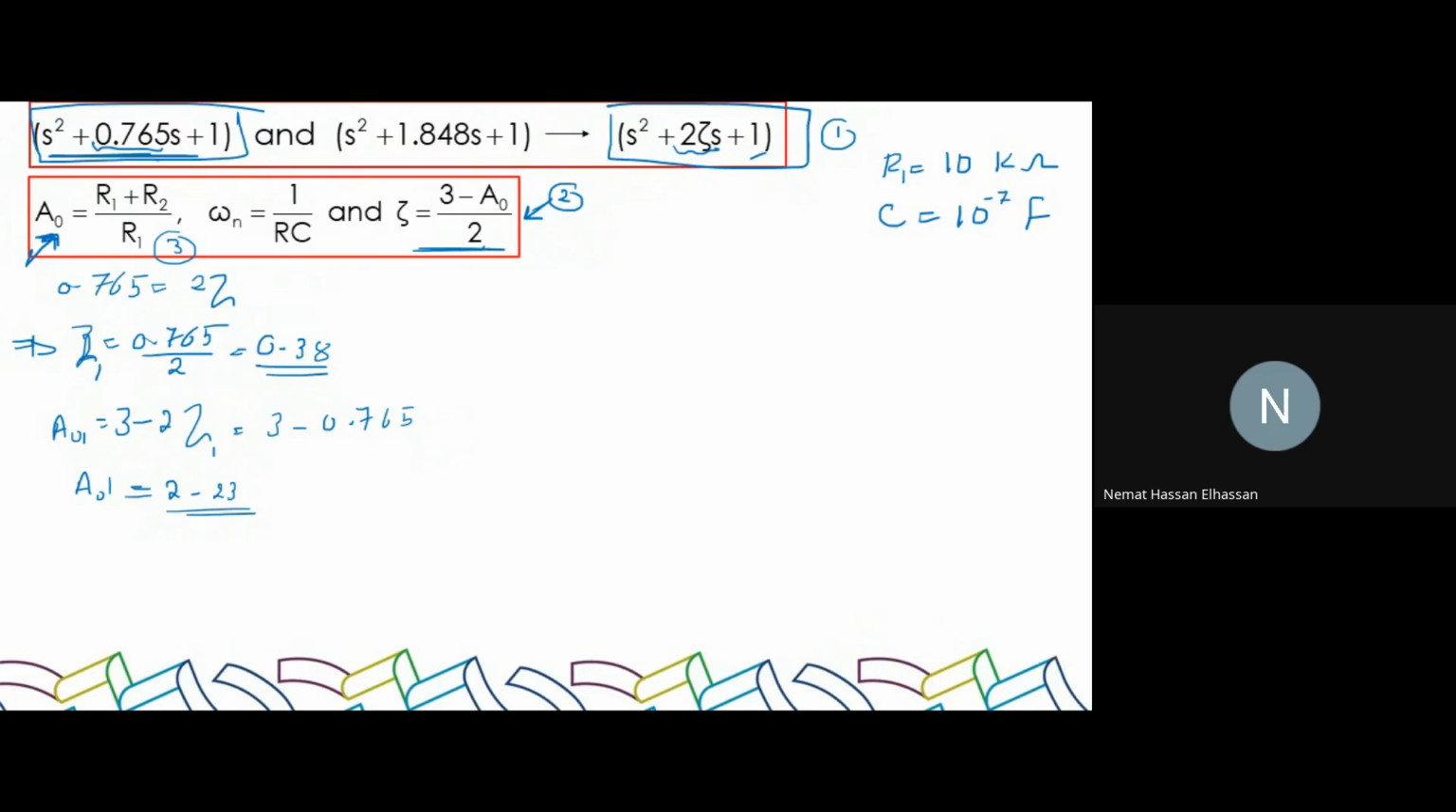So R2 will be equal to A0 times R1 minus R1, from this formula over here, which is equal to A0, which we just calculated to be 2.23, times R1, which is 10 power 4. 10 kilo means 10 times 10 power 3, which is 10 power 4, minus 10 power 4, which is equal to 1.23 times 10 power 4. So this is R2. Clear?